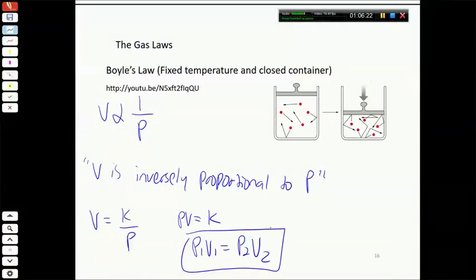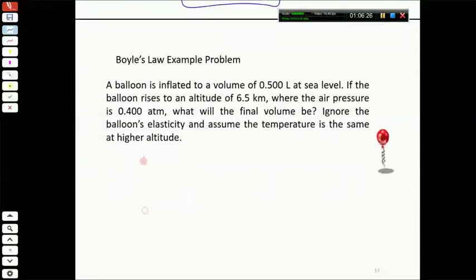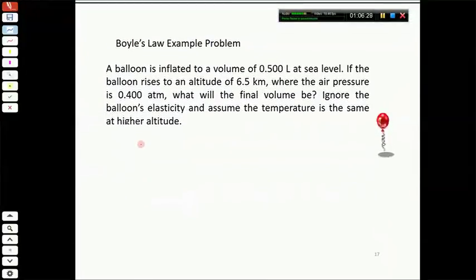Now the next gas law we have, let's do a quick example problem with this before we get to the next one. Got ahead of myself. So let's say we take a balloon and we inflate it to a volume of 0.5 liters at sea level. So at sea level, then the pressure is going to be about 1 atmosphere. If the balloon rises to an altitude of 6.5 kilometers, where the air pressure is now lower at 0.4 atmospheres, what will its final volume be?